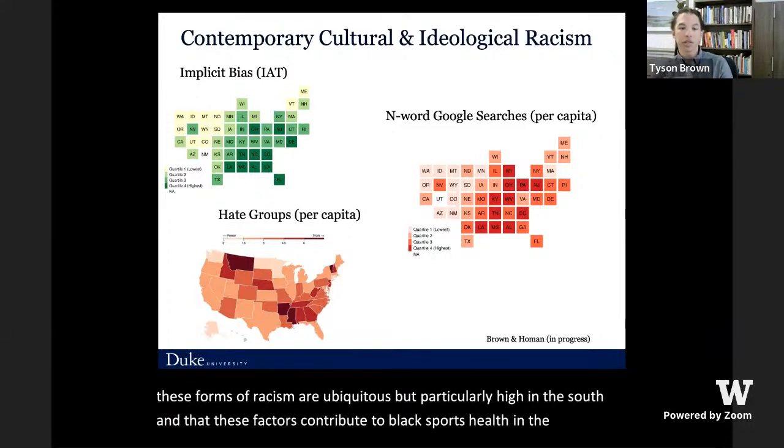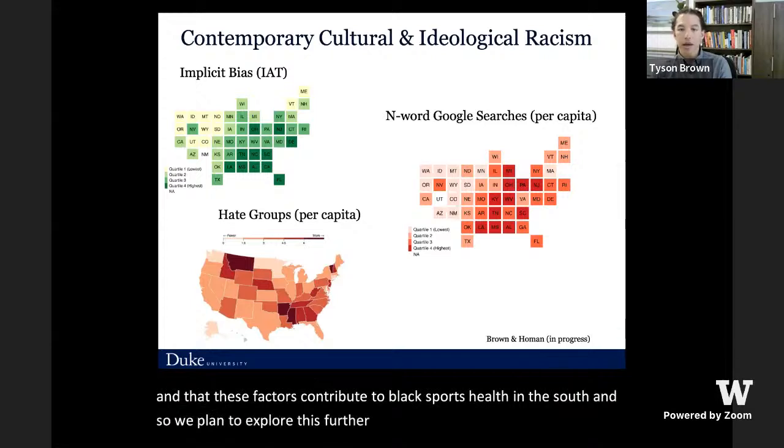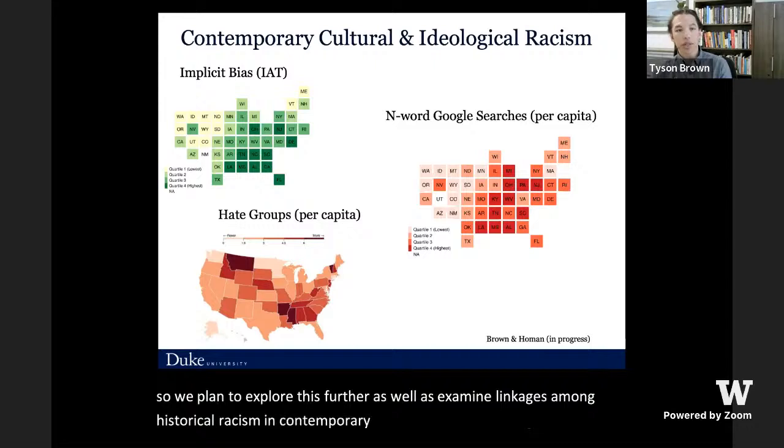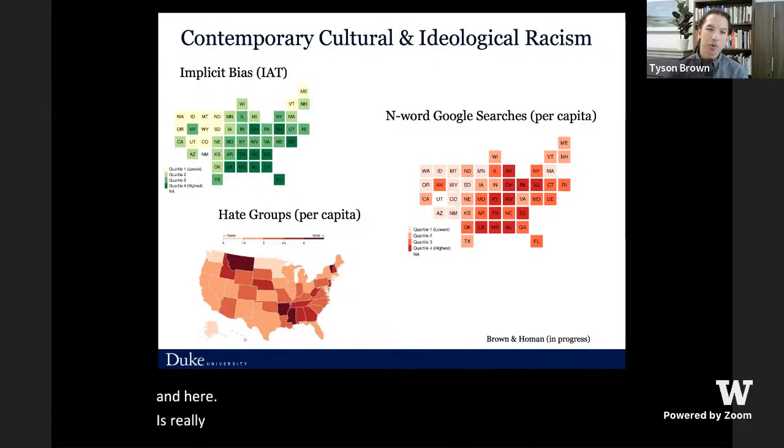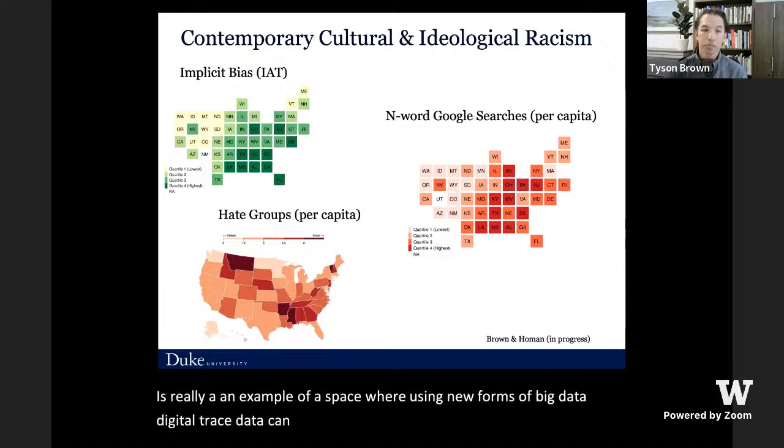And so we plan to explore this further, as well as examine linkages among historical racism and contemporary cultural and structural racism. And here is really an example of a space where using new forms of big data, digital trace data, can be particularly useful.